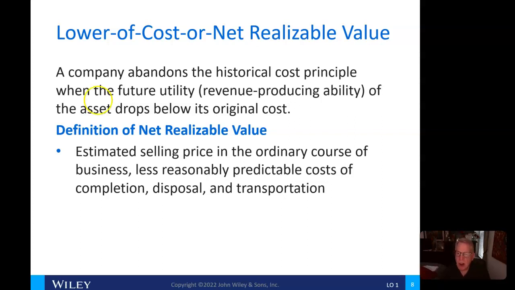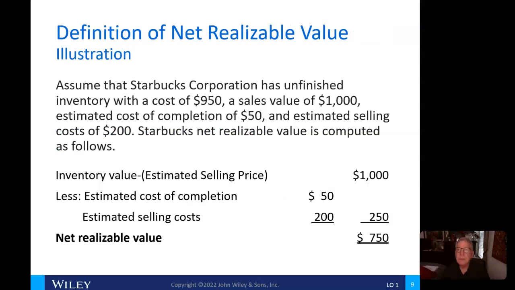We'll look at defining what net realizable value is. It's the estimated selling price in the ordinary course of business less reasonably predictable costs of completion, disposal, and transportation. Okay, completion, disposal, and transportation. What's the definition of net realizable value?